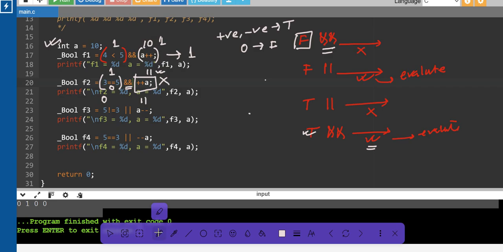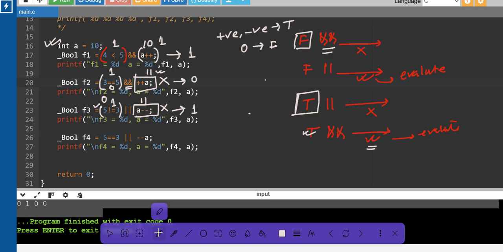So now let's come to the logical OR part. 5 not equal to 3, true or false? True, so it is already 1. So now look at here, logical OR operator. The first part is already true, so the second part will not evaluate. Okay, so that means A minus minus will not be evaluated by the compiler. It will simply give the final decision. So the final decision will be true because the first operand is already true. Okay, first operand is already true. So what will it print?